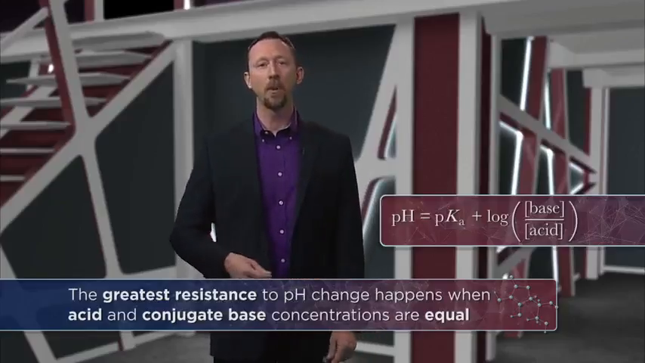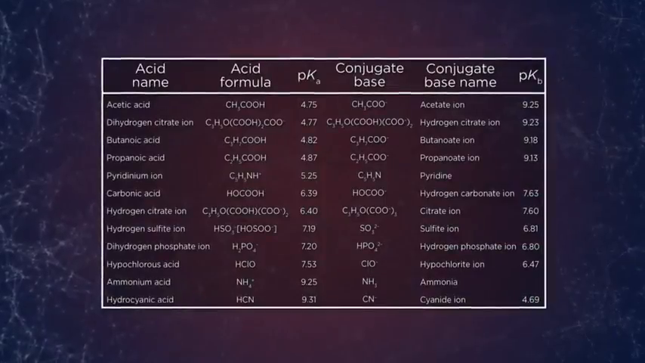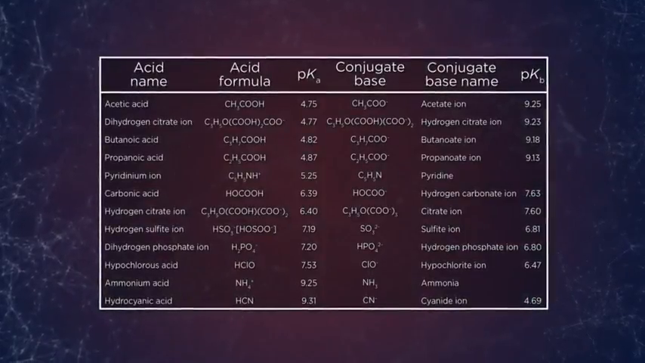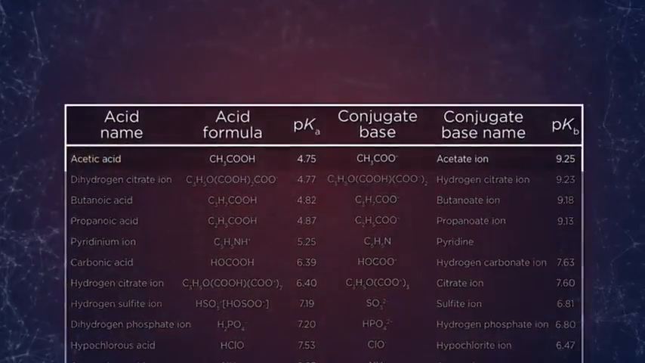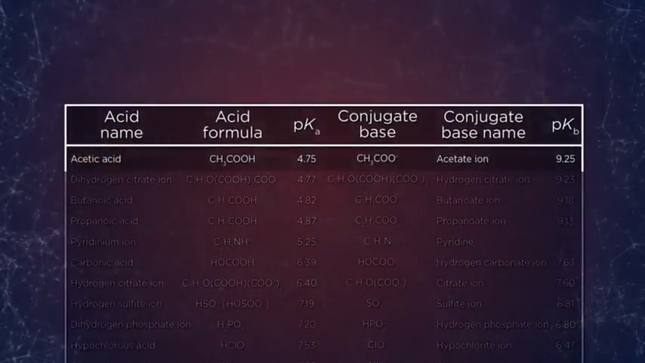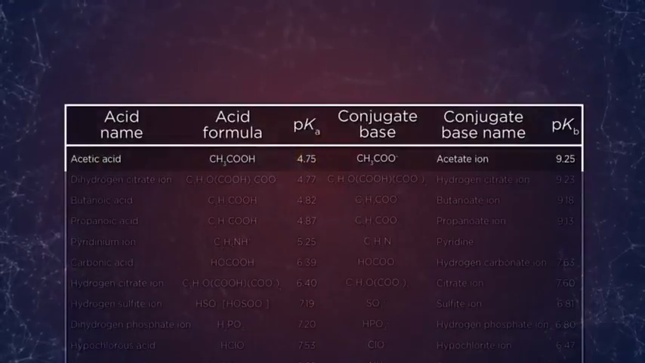So to select an appropriate buffer for a given pH, all we have to do is find a weak acid with a pKa near the pH of the experiment we want to conduct. Acetic acid acetate buffer would be ideal for buffering at a pH of 4.75, for example.